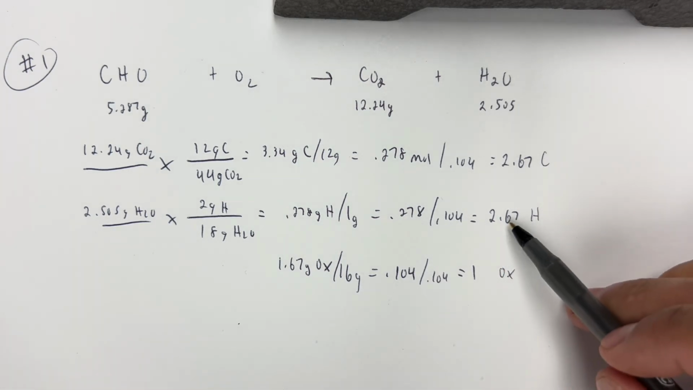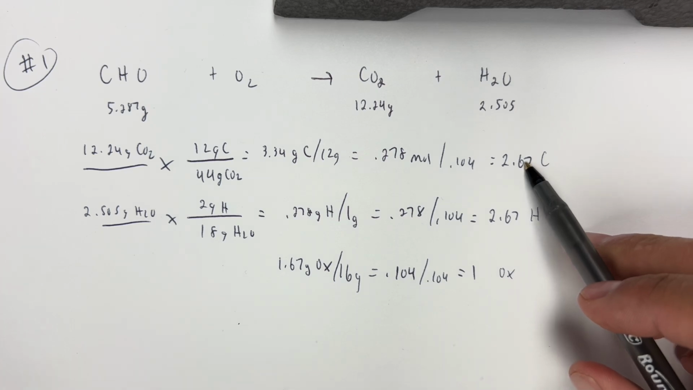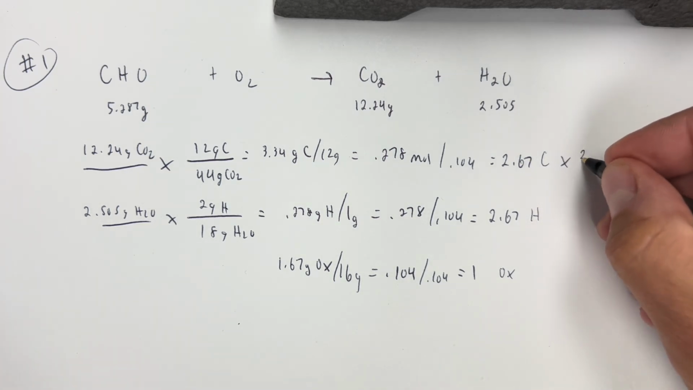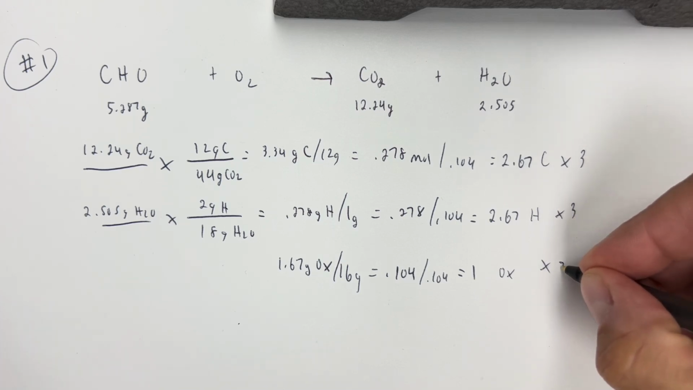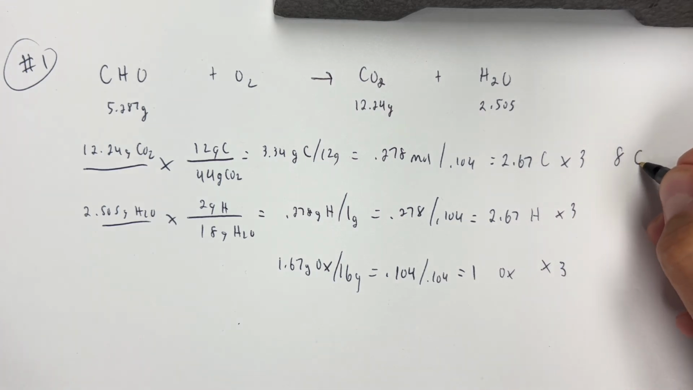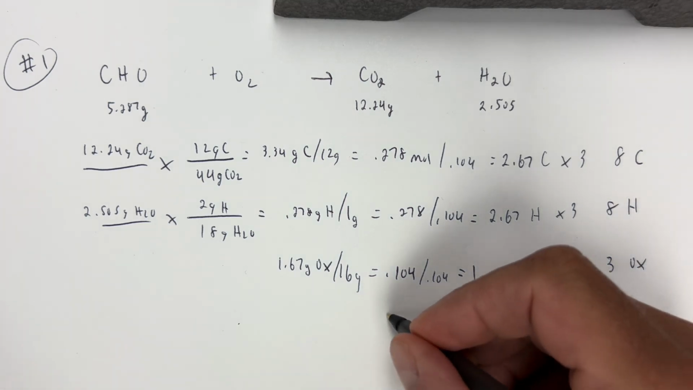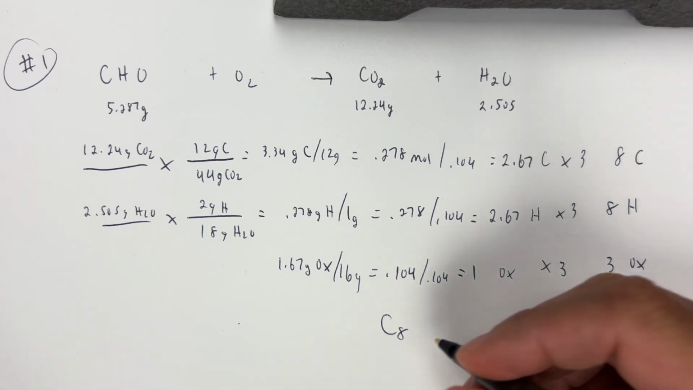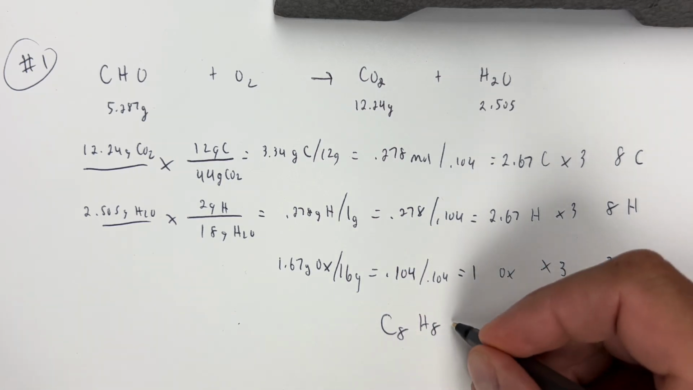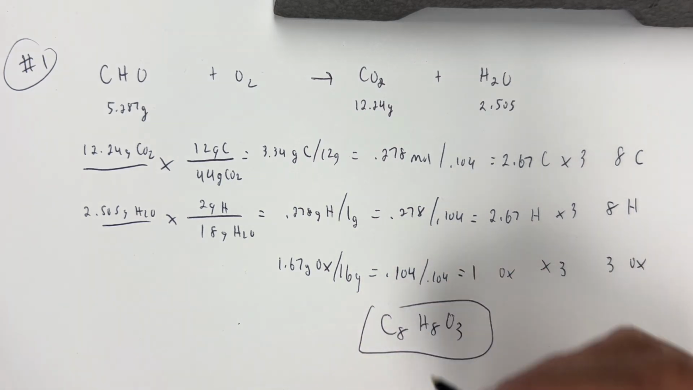If I double that, that doesn't work out. But if I triple this, take it times 3, that does give me a whole number, gives me 8. So take all of these times 3 to get to whole numbers. So we end up with 8 carbons, 8 hydrogens, and 3 oxygens. So our formula would be C8H8O3.